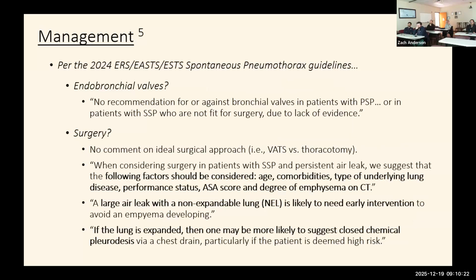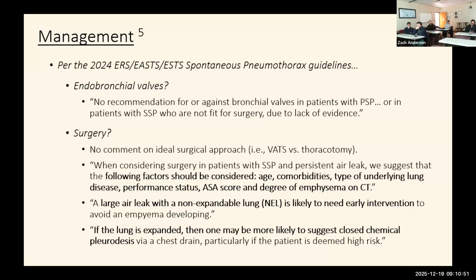So what do they say about valves? No recommendation for or against bronchial valves in patients with PSP or in patients who are SSP who are not fit for surgery due to lack of evidence. And then in surgery, what do they say? We don't know the ideal approach. When considering surgery in SSP with persistent air leak, we should consider the following factors: age, comorbidities, type of underlying lung disease, performance status, ASA score, and degree of emphysema on CT.